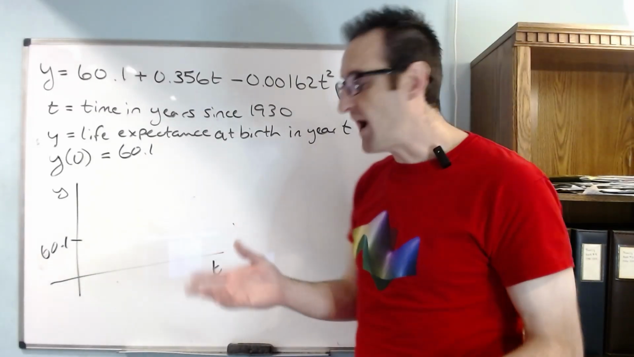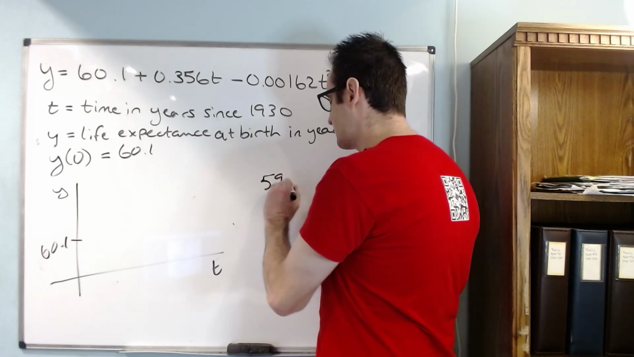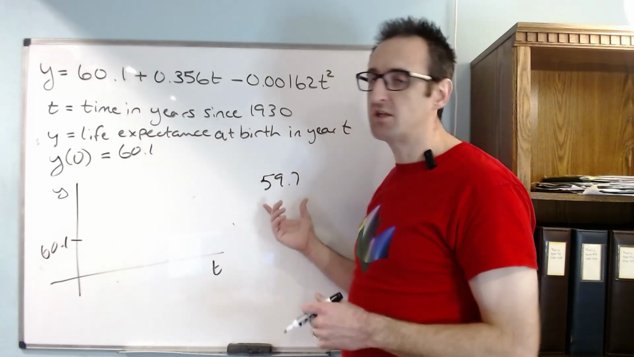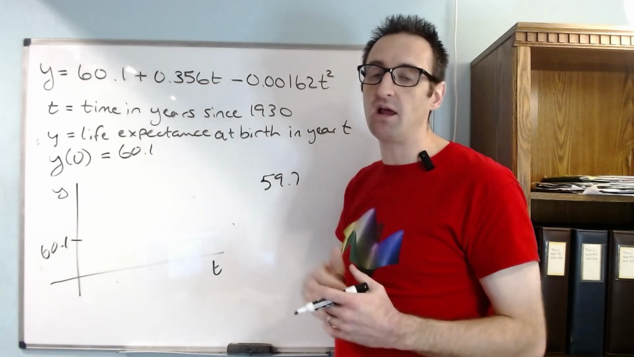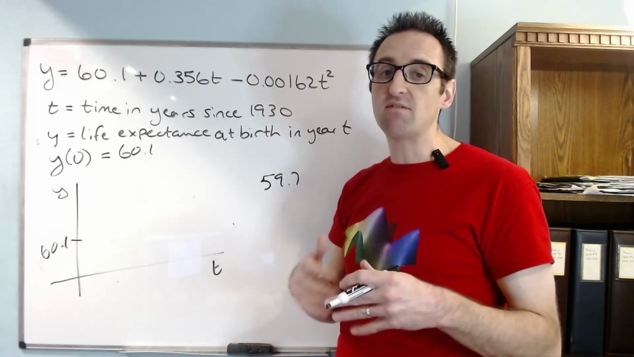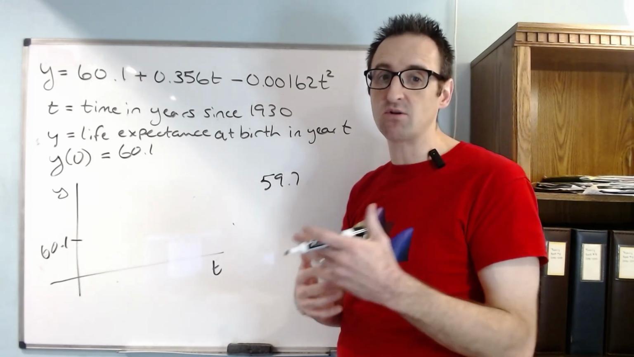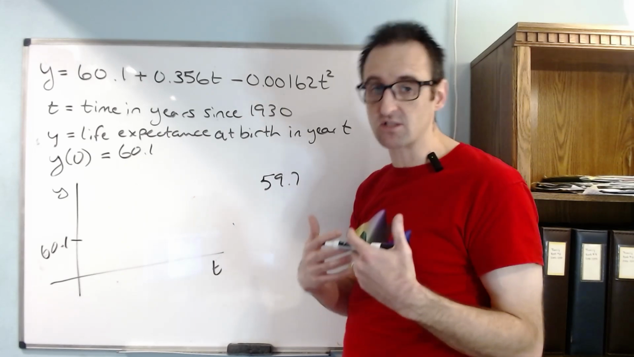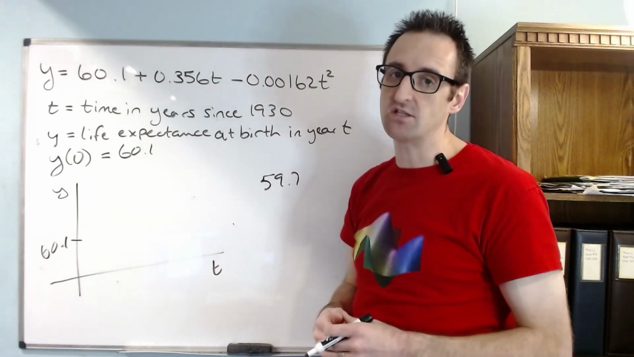Looking at the table, the actual value of that life expectancy is 59.7. The reason for the discrepancy is that this is a model that approximates the value of the life expectancy at each year, so that we have a chance to see the relationship between the time in years since 1930 and the actual change in the life expectancy.